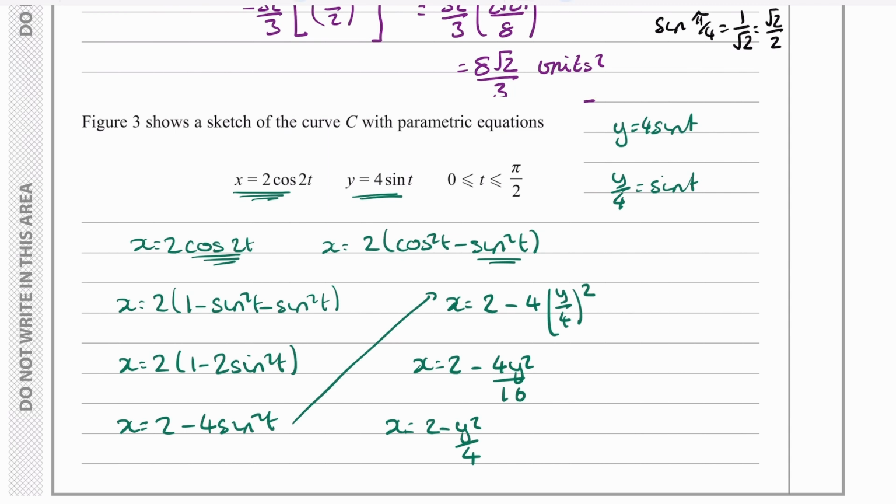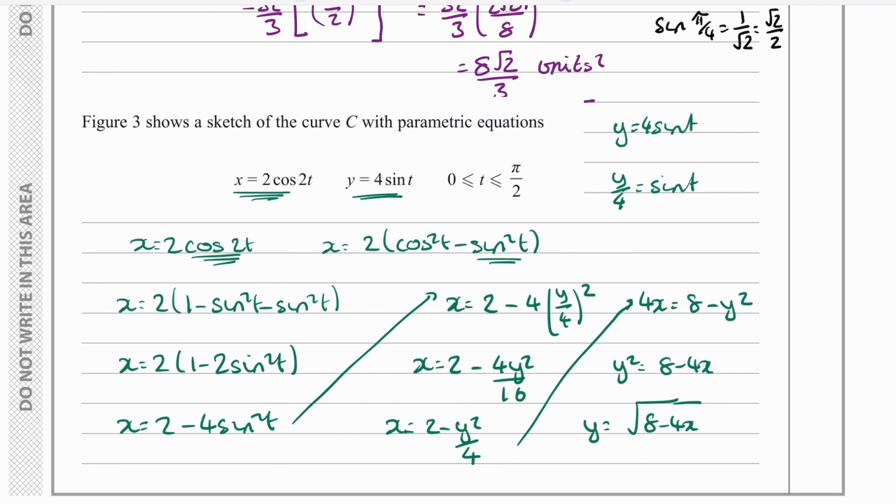Now we can multiply everything by this 4 to cancel out this denominator. So 4x will equal 8 minus y squared. We'll move the negative y squared over to this side, and the 4x over to this side. So y squared will equal 8 minus 4x. Y will equal the square root of 8 minus 4x. Okay? So that's the Cartesian equation for this parametric curve.